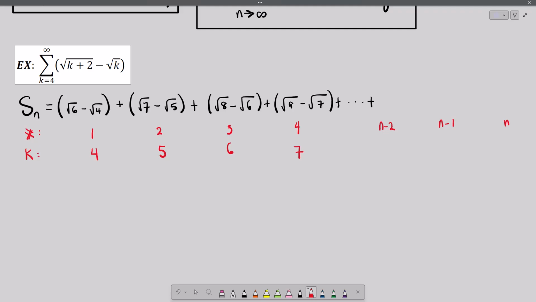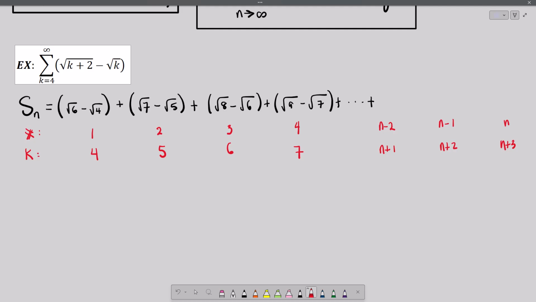So if we add 3 here, we're going to get n plus 1. We add 3 here, we get n plus 2. We add 3 here, we get n plus 3. That makes sense to everyone? So if you think about your k's here, if you subtracted 3, you get 1. If you subtract 3 there, you get n. So that's going to be your n terms.